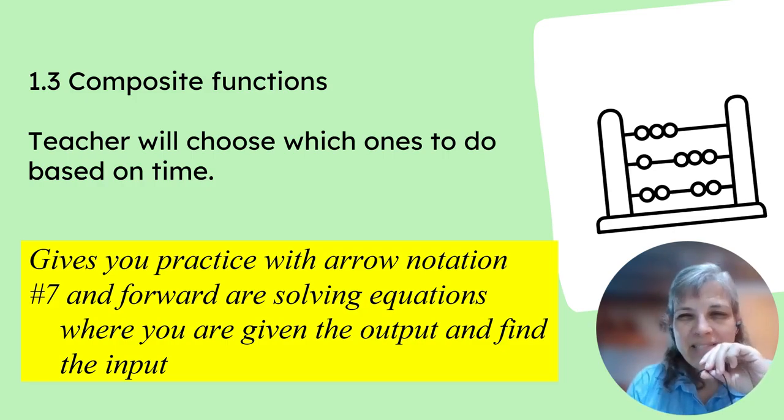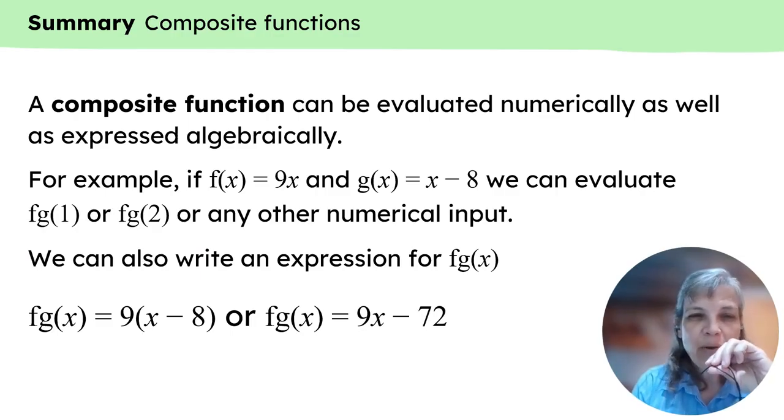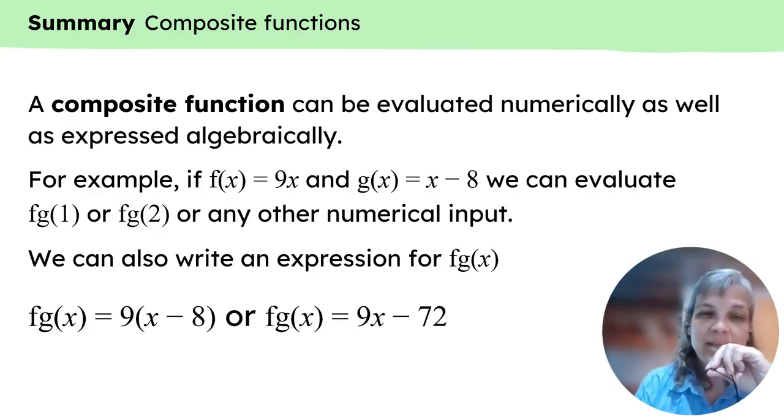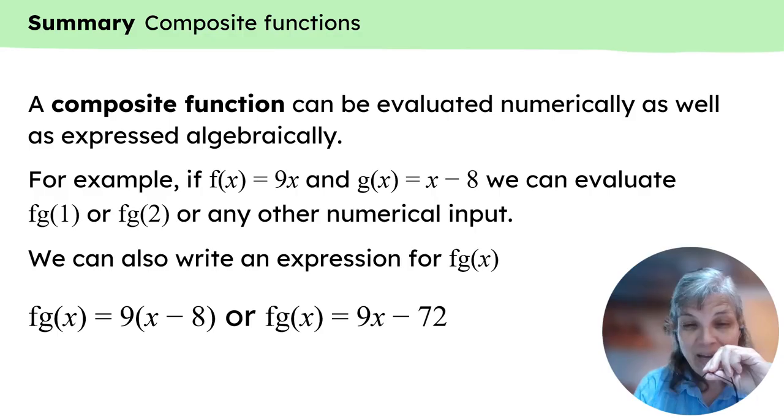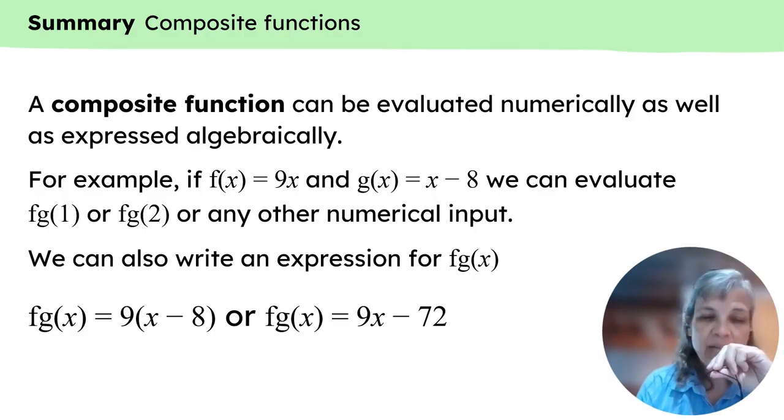All right, let's summarize and see where we're at. What have we talked about? We said a composite function is a combination of 2 or more functions, and it can be evaluated numerically as well as expressed algebraically. So for example, if you had something like f of x is 9x, g of x is x minus 8, we could evaluate fg of 1 or fg of 2 or any other number, or we could also write and simplify the expression down to 9x minus 72, or if you left it in brackets, 9 bracket x minus 8.